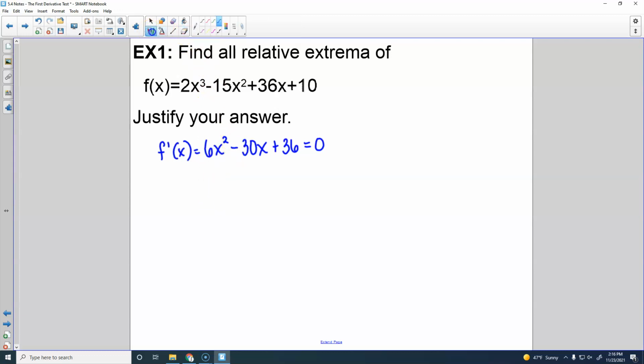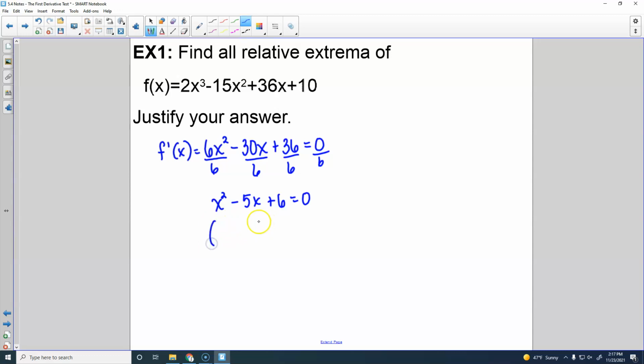You cannot solve it really any other way. So I would just divide everything by 6. If you solved it without factoring, I guess you could use the quadratic formula, but that would not work well here. With quadratics, everything needs to be moved to one side. It needs to be factored, or you could use the quadratic formula.